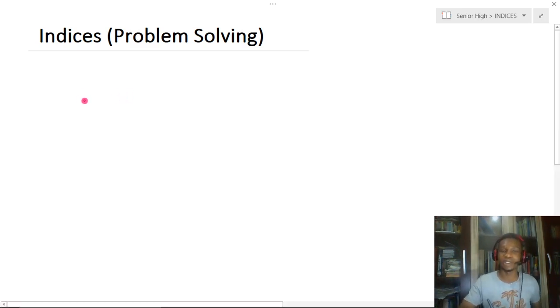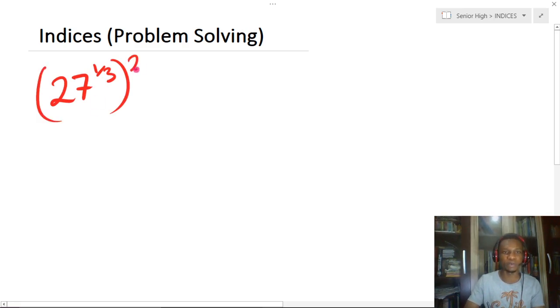Okay, so let's take a question. Now, I have some written down in my book here, so I'll just keep on writing them as I'm saying it. So let's write this question out. We have this simple one: 27 raised to the power of 1 over 3, and then everything raised to the power of 2. Sorry, it's slanty, but let's continue.